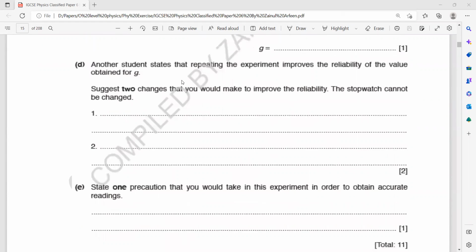Then another student states that repeating the experiment improved the reliability of the value of g. State two changes that you would make to improve the reliability. The stopwatch cannot be changed. What changes must we make to this experiment to increase the reliability? Plotting a graph, okay. What else? Or you plot a graph to identify an MLS. Okay. Then what else? Repeating with more values, larger values.